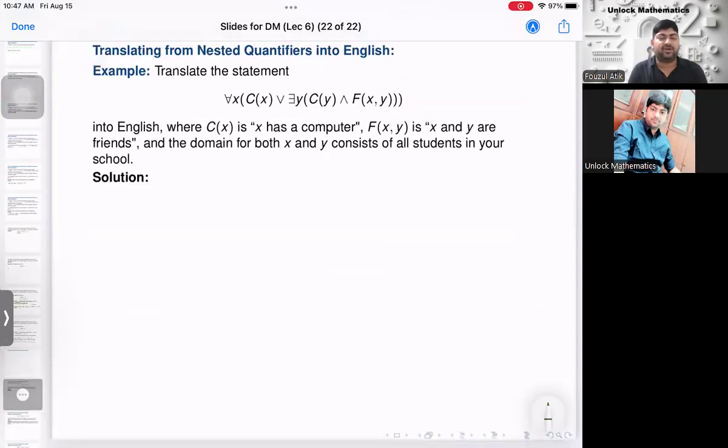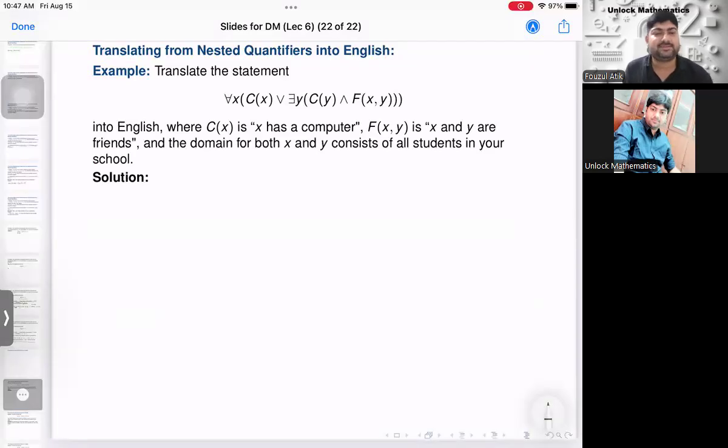Translate the statement: for all x, C(x) or there exists y, C(y) and F(x,y), where C(x) is x has a computer, F(x,y) is x and y are friends, and the domain for both variables x and y consists of all students in your school.